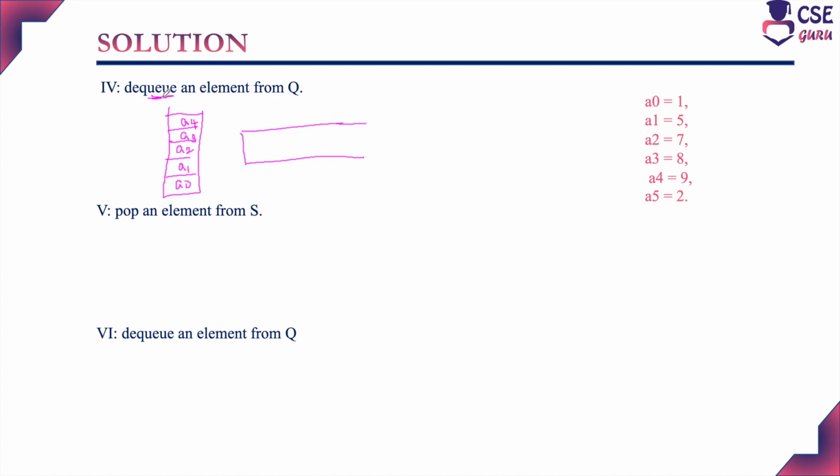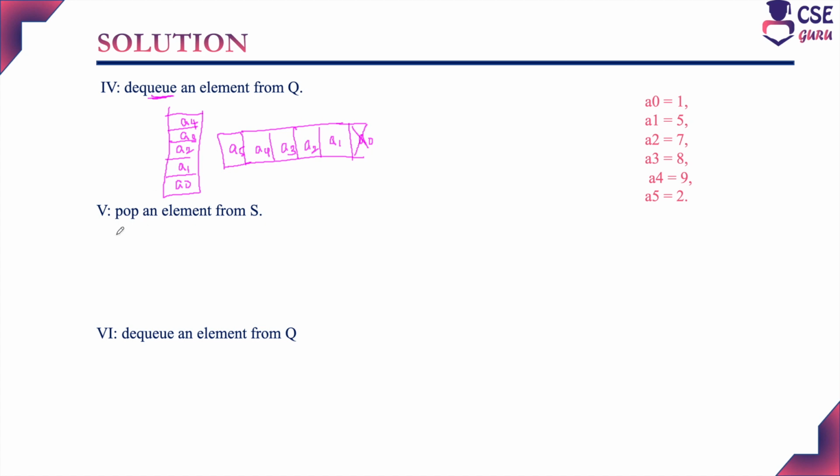When you are trying to delete an element, the element which is inserted first into the queue will be deleted first. What is the element we have inserted first? That is A0. Now we will delete this A0 first, then A1, A2, A3, A4 and A5. Okay, so now we have deleted element A0 from Q.